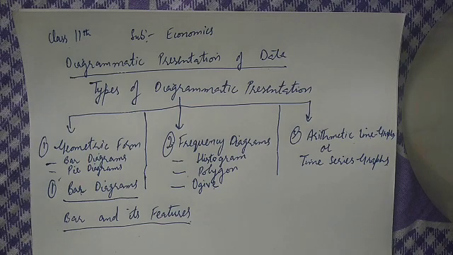Second one is bars may be either vertical or horizontal. However, usually these are used in their vertical form. And the third one is bars are equidistant from each other.